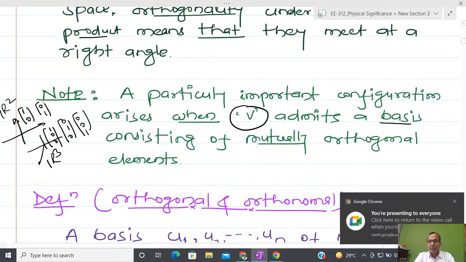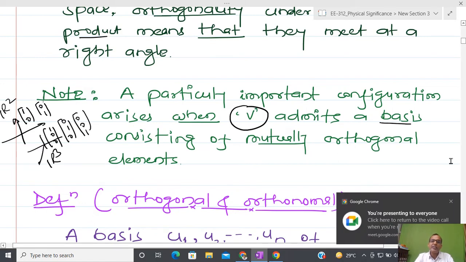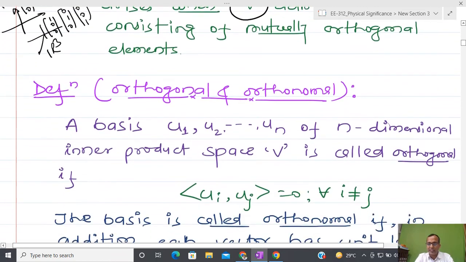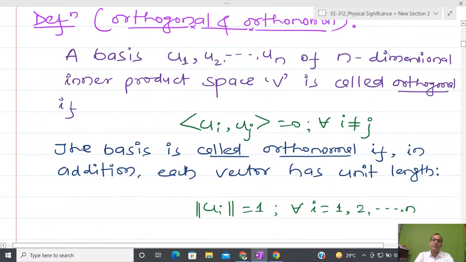Before going to that, I am going to see what the meaning of orthogonal or orthonormal basis is. I have already told you why we are focusing on basis and not on orthogonal vectors: if I know the basis, I can express any element inside this space.